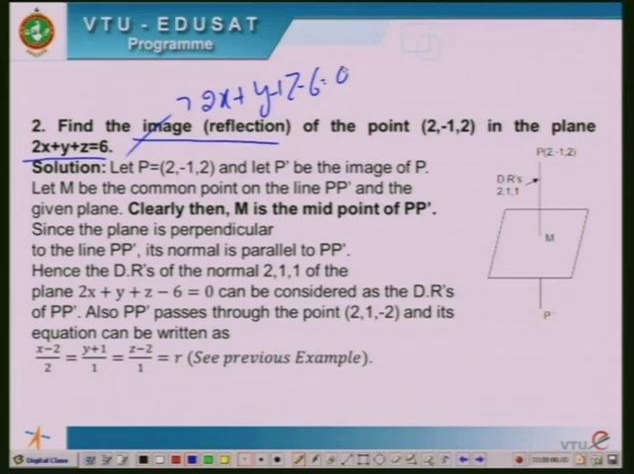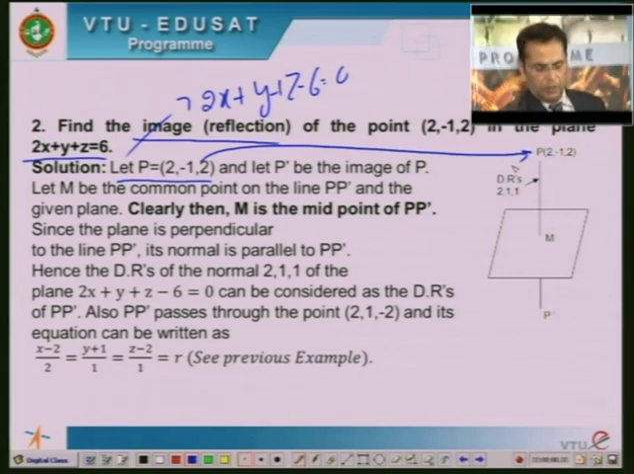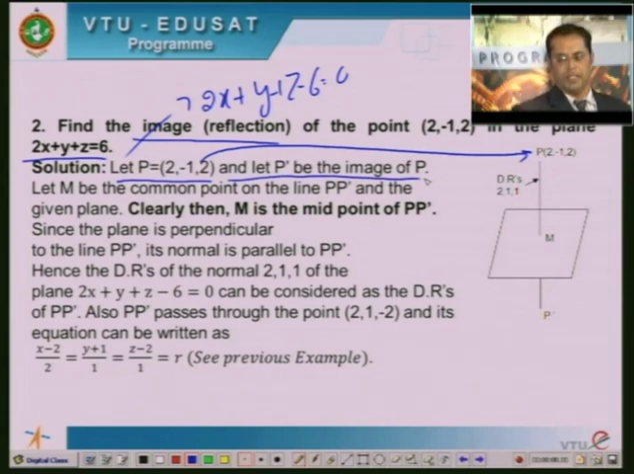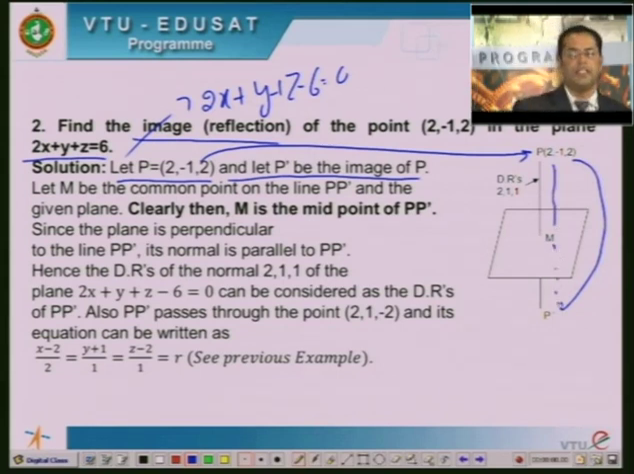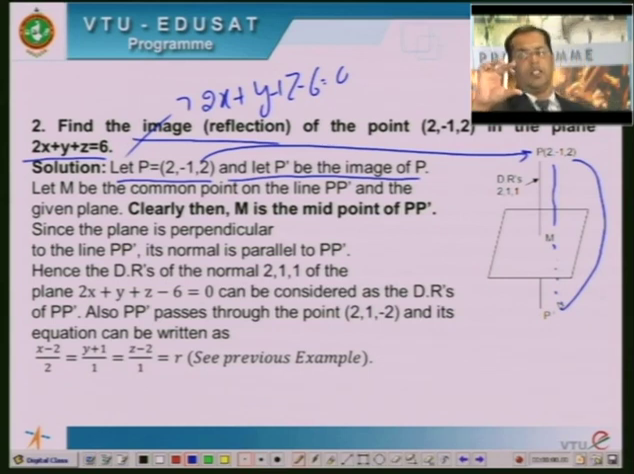Now the concept is almost the same as in the previous problem. Let P be the point, you can see this diagram friends, assume P to be the point (2, -1, 2), and assume that P' is the image of the point P. So P' should lie here exactly opposite below the plane, so that the length from P to M should be equal to the length from M to P'. So M is equidistant to both the point P as well as the point P'.